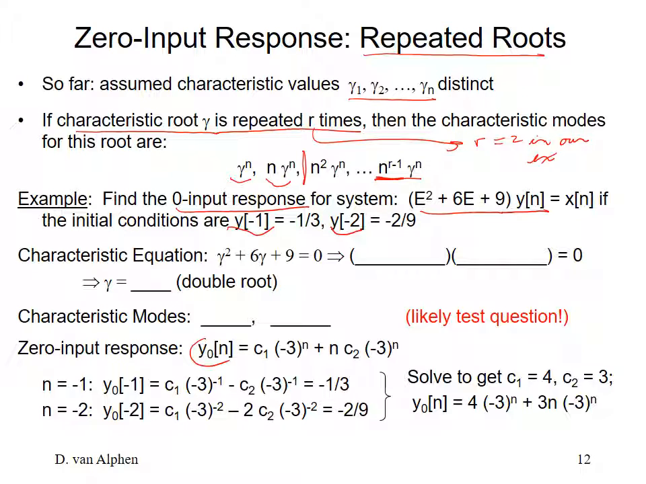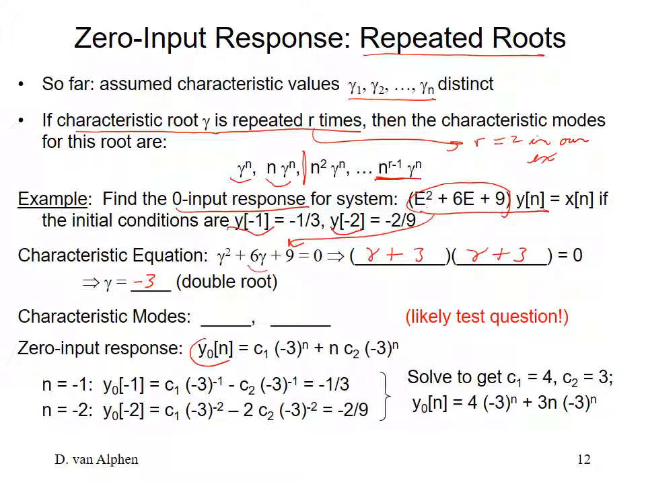So in this case, for the characteristic equation, you take the polynomial in E and rewrite it using the gamma variable. So instead of E squared, we have gamma squared. 6E becomes 6 gamma, and then 9, of course, stays 9. Now we're going to try to solve that for the roots, the gammas. If I factor this, I get gamma plus 3 times gamma plus 3, so that gamma equals negative 3 is a double root. The root is repeated 2 times, in other words.